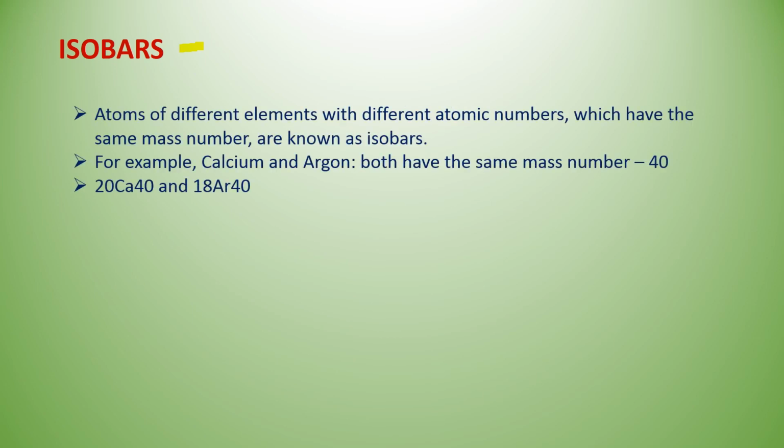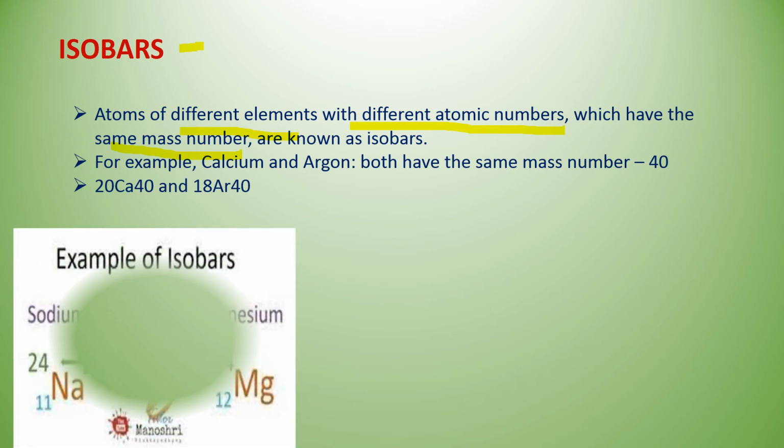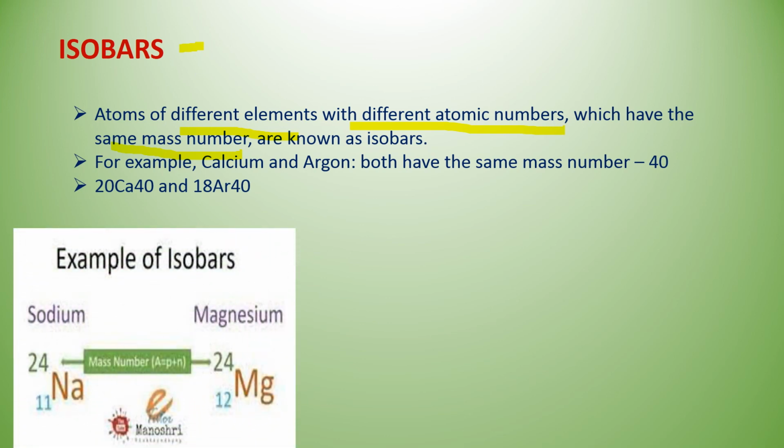Now coming to isobar, dear students. Whenever isobar comes, you should remember they have the same mass number, only the same mass number; the elements are also different. Okay, so what is the definition? Atoms of different elements with different atomic numbers but having the same mass number are known as isobars. Let's see the diagram. Just see the diagram, it will be easier for you compared to the written form.